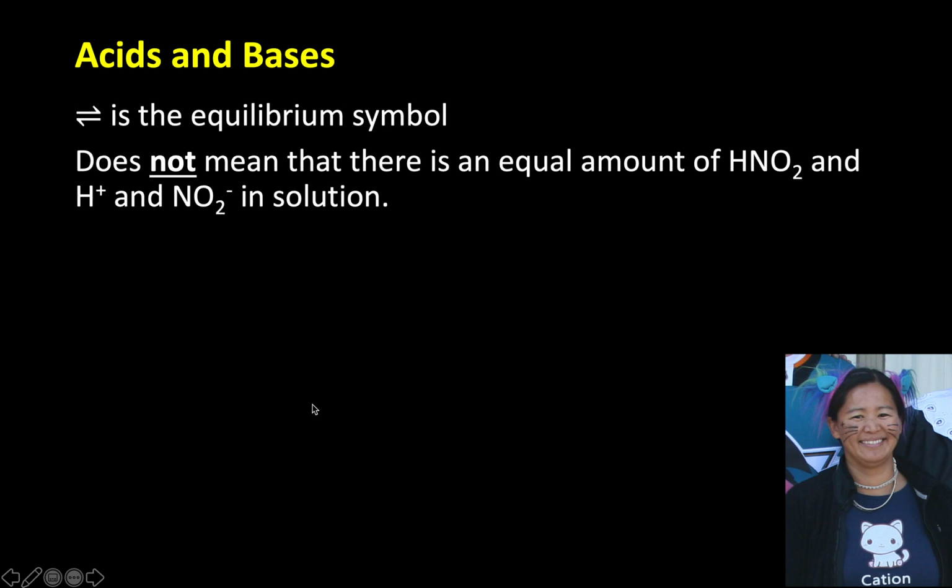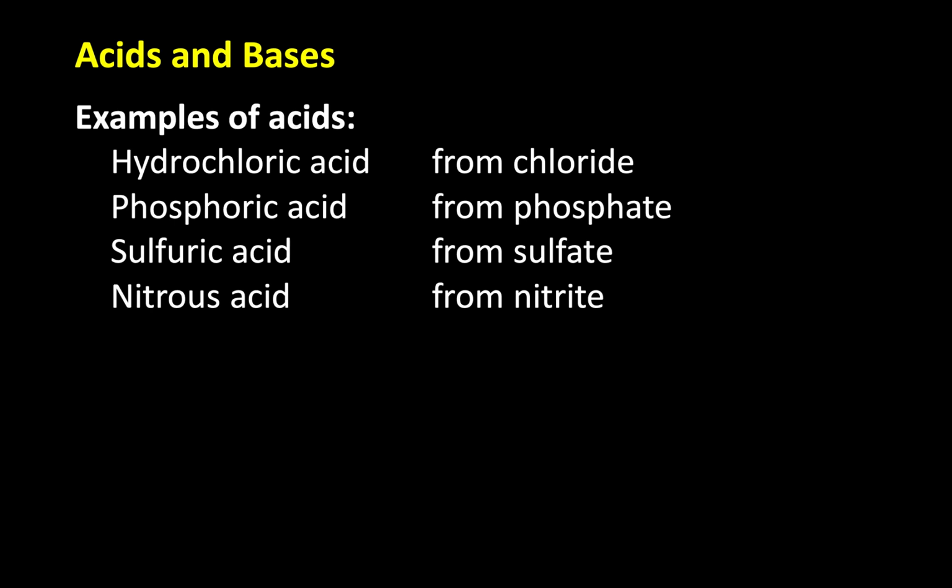It is the equilibrium symbol. It means that the reaction can go both forward and backwards. It does not mean that there is an equal amount of each of the chemicals. It just means that the reaction can go both forward and reverse. We'll talk more about that in the coming weeks.